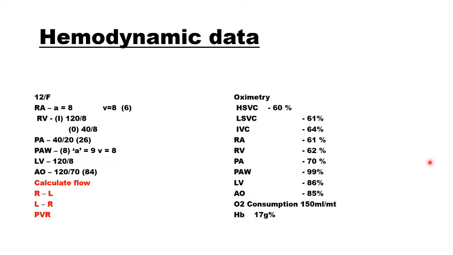In the left atrium, A is 9 and V is 8. Normally V is higher on the left side. The left ventricle is 120 by 8, normal. Aorta also is normal.